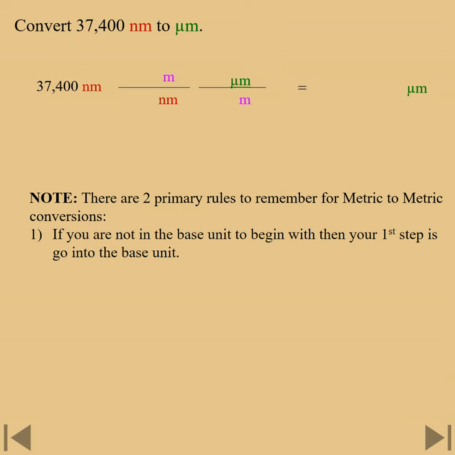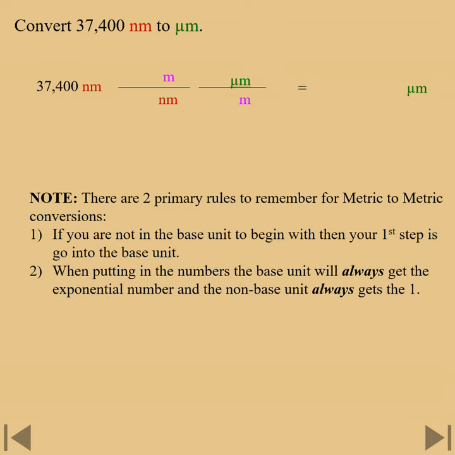Now for the numbers. The base 10 number always goes where? With the base unit. So the meters get the tens, and the nanos, the micros, the kilos, the gigas always get a 1. And 1 nanometer, like 1 nano anything, is 10 to the negative 9th, whereas 1 micrometer, like 1 micro anything, is 10 to the negative 6th. Okay, we have 3 significant figures, the 3, the 7, and the 4.